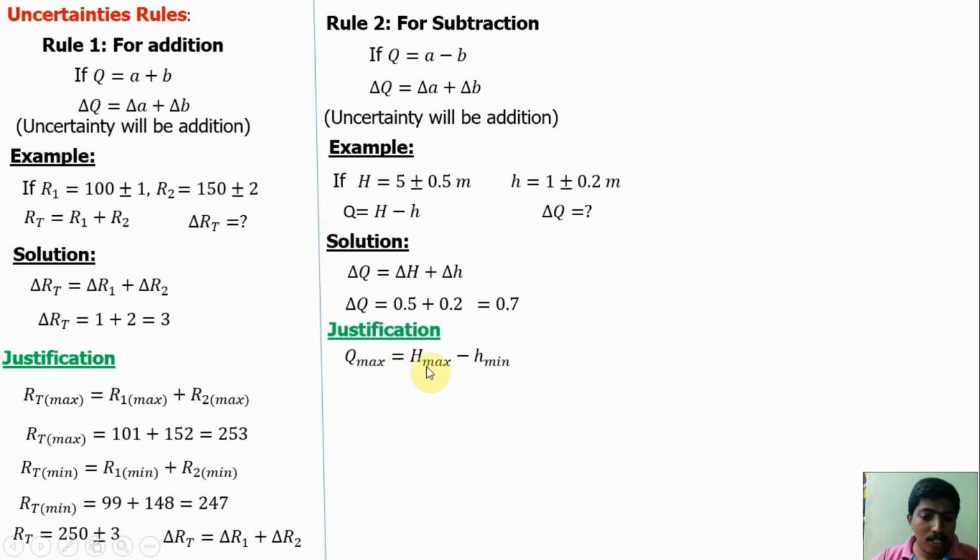Q max equals height max minus height minimum. Then only the Q will get maximum value. So here height maximum is 5.5 and height minimum is 0.8. So we will get 4.7.